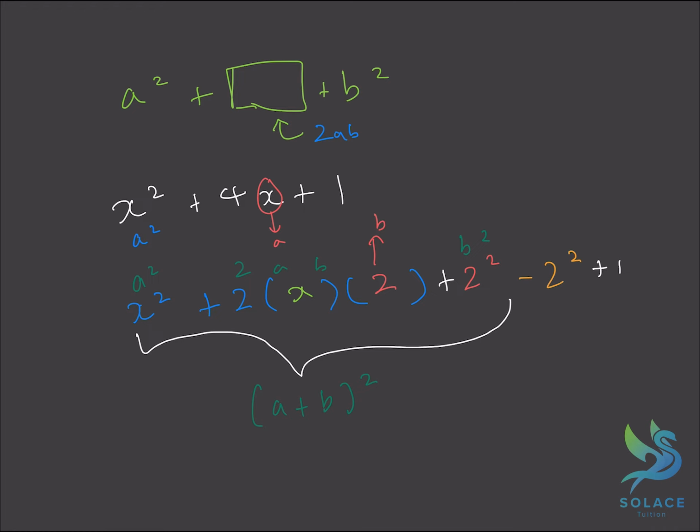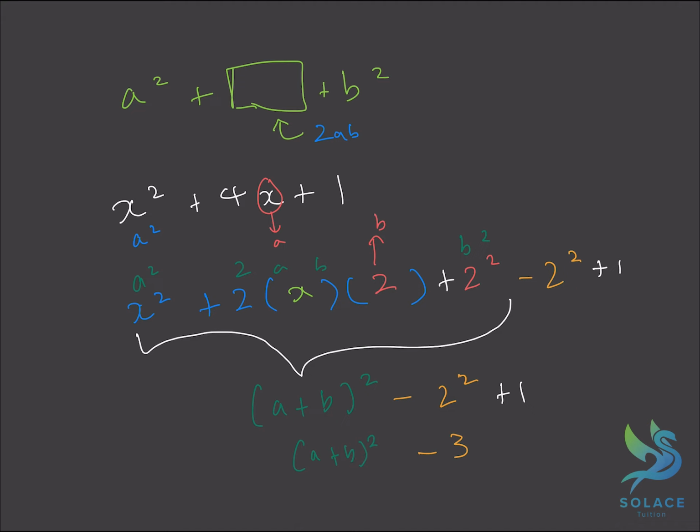And what are we left with? I'm left with a minus 2 squared, and I'm left with a 1. And this one we can just simplify ourselves. Minus 2 squared is minus 4, and then plus 1, that makes it minus 3. So the final answer would be (x plus 2) whole squared minus 3.